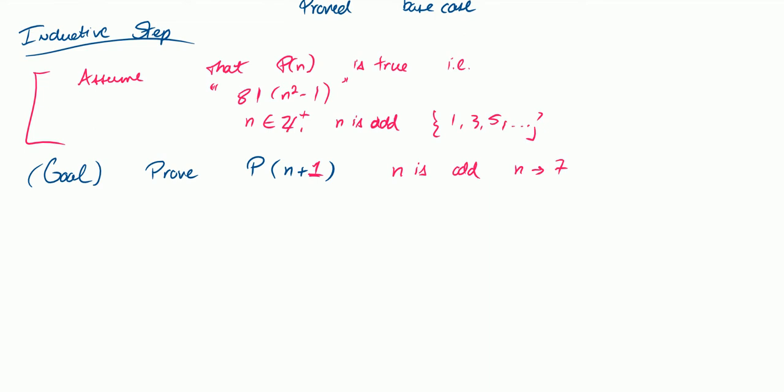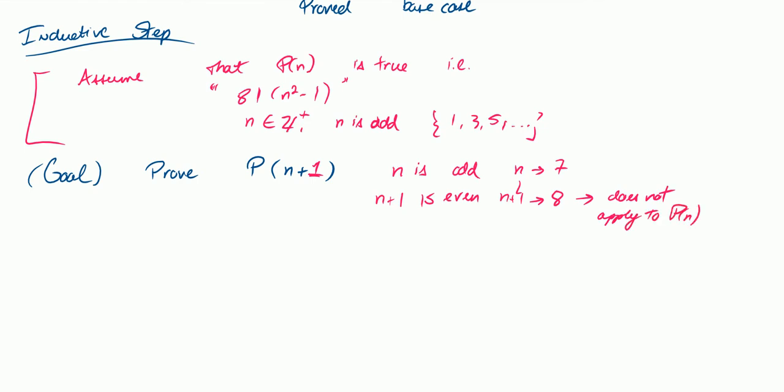And now I'm saying that I'm proving for n plus 1. But what is n plus 1? Well, if n is odd, then the following integer is going to be even. N plus 1 is even. So in this example, n plus 1 is going to be 8, and 8 is not true for Pn. Does not apply to Pn.